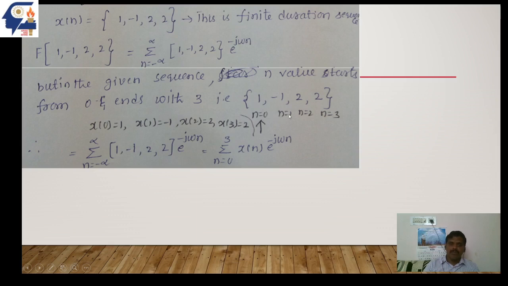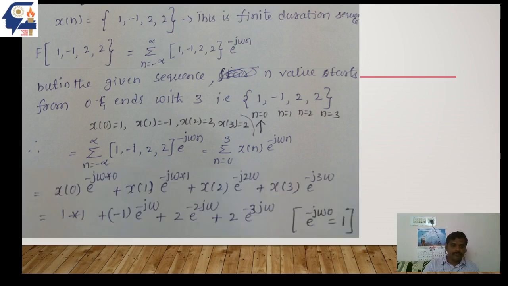n starts from 0, ending with 3. So this n equal to minus infinity to plus infinity will become n equal to 0 to 3, because n starts from 0, ending with 3, n equal to 0 to 3. Now I am going to put n equal to 0.